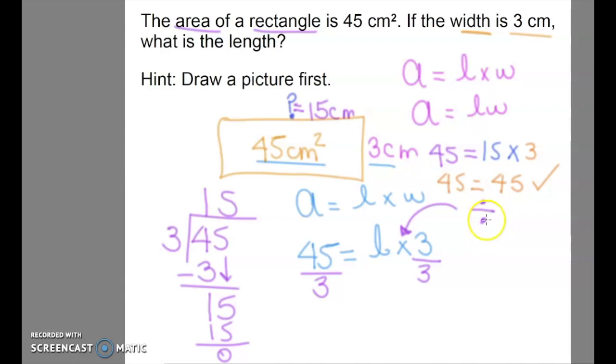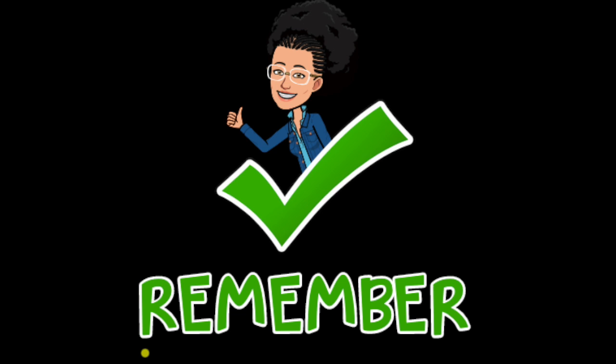Remember, you can always double check your work to make sure that you have multiplied or divided correctly. Hope that makes sense. Remember, you can always pause, rewind, rewatch as many times as you like.